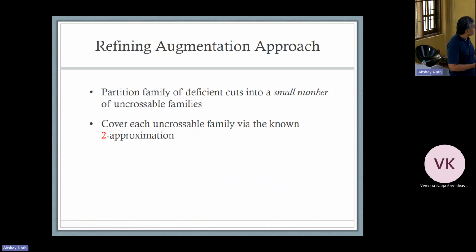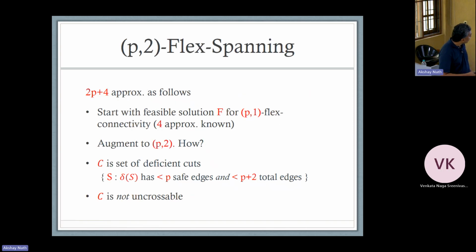So what we did, let me give you a quick approach for P2, the problem. For P2, we can get something, so let's get a high level idea of what we can get. You try to do this augmentation, and then we realize that if you're going from 3.1 to 3.2, we don't get an uncrossable family right away. So we said, okay, let's look at a family of all deficient cuts, and then let's further refine them.